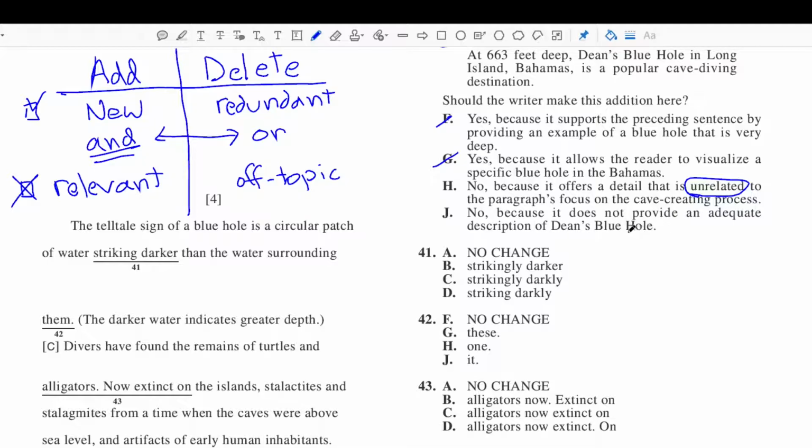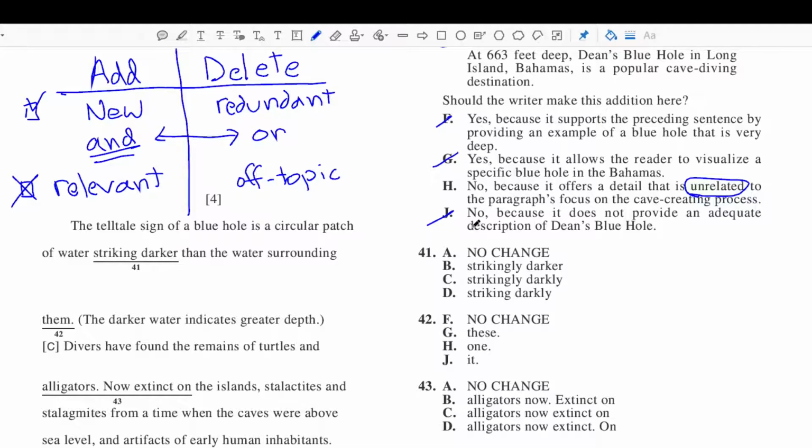Well, it doesn't really provide an adequate description, I guess, but it definitely provides a description here, right? So even if I wasn't sure if I was to add it or delete it, I can go over here and ask, is there a description? Yes, there's a description right there. So I know that this provides a description, because I would put no, because it does not provide an adequate description. Well, it does provide a description, so there's something wrong here anyway, so J would be off the table.